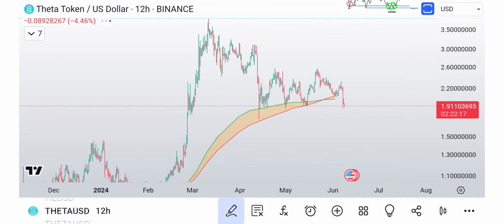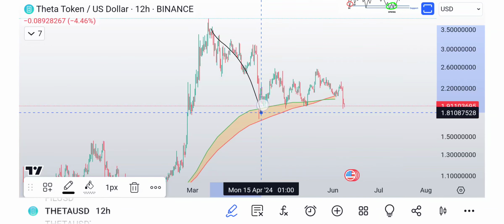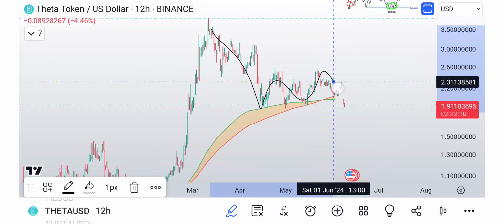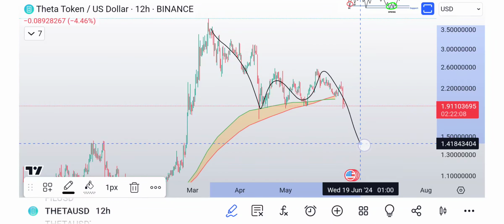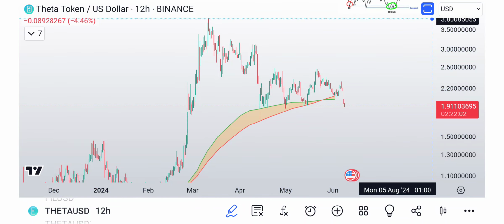The other idea is to say that this whole thing is wave A, this whole thing is wave B, and then we come down for wave C, and then we go. So it's the same thing, it's just more complex, right? So that's basically been the two main ideas. It's going to be either one or the other.